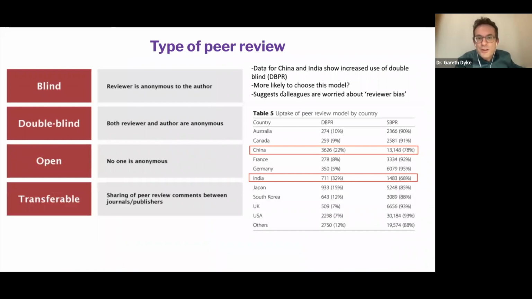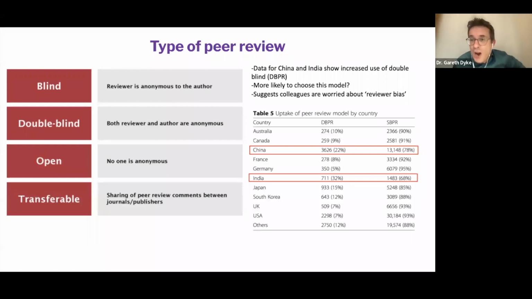So just to build on that a little bit, it's very interesting to note, if you have a look at the table on the right-hand side of this slide, double-blind peer review versus single-blind peer review. It's data published by Nature Communications based on a large survey of authors who were offered the option of either single-blind peer review or double-blind peer review. In some countries, more authors opted for double-blinded peer review.